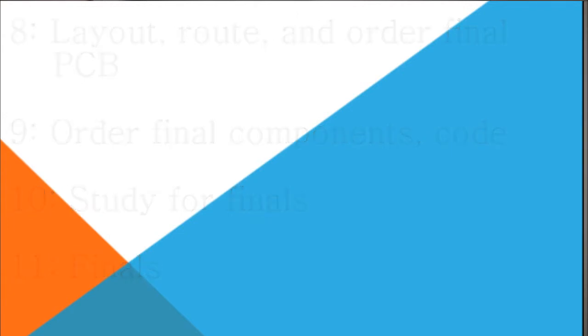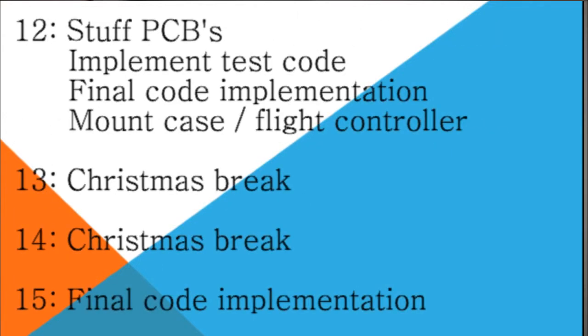Over the first week of winter break, which is week 12, we intend on stuffing the PCBs, implementing test code, and then continuing the final code implementation. In addition, we want to mount the case on the bottom of the helicopter, mount the flight controller inside of that case, and then during weeks 13 and 14, we are going to take off for Christmas break. We'll come back the last week of Christmas break, which is week 15 on our schedule, and continue to implement code until the first week of school, which is week 16.